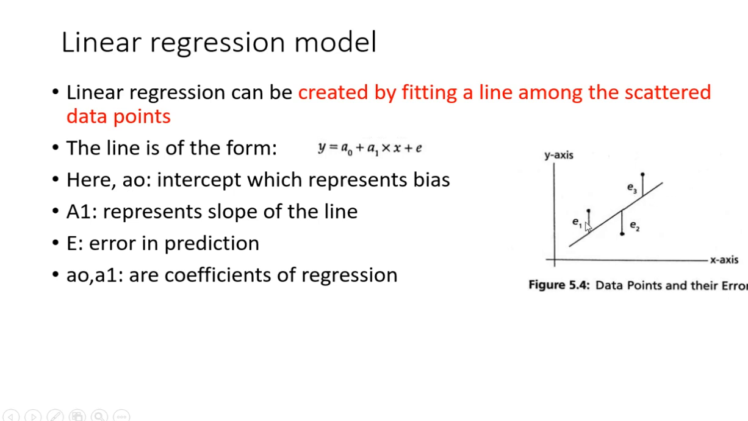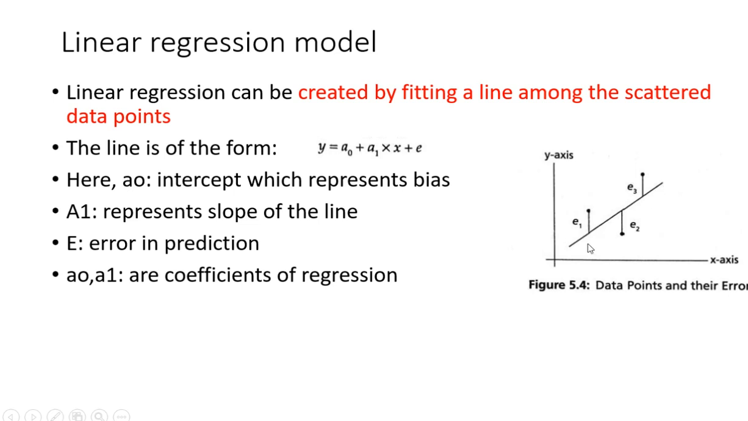To find the best fit line, you plot a vertical line from the scattered data point to the line that you are trying to plot, and that line would be nothing but the error. Here they are also called residuals. These error lines are E1, E2, E3. Find the sum of the squares, that is E1 square plus E2 square plus E3 square. The line which gives the minimum sum of squared errors would be the best fit line.